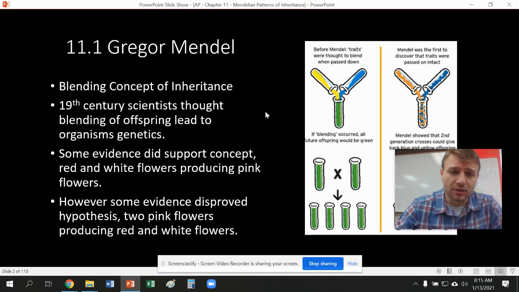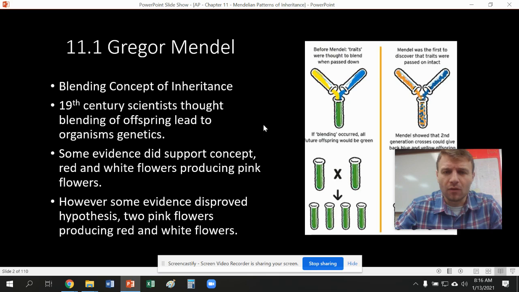Remember, anything on this black background you don't have to write down, but I like to go over this because it's really important for you to understand kind of what happened before Mendel and during Mendel. But I'm not going to really dive deep on assessments about this. I want you to know the concepts of genetics, not really the history.